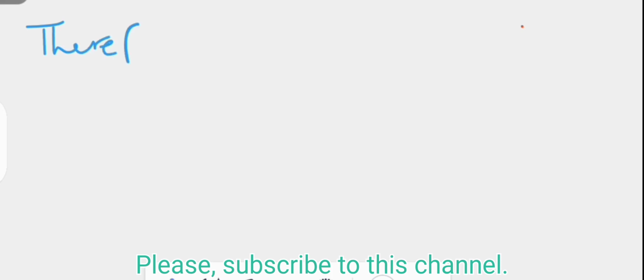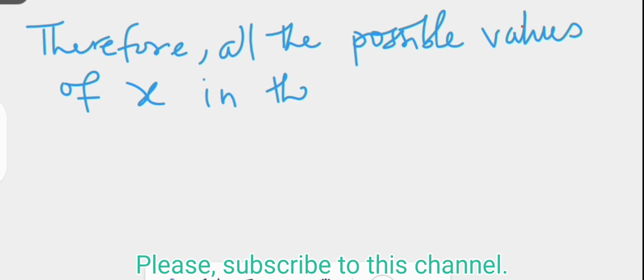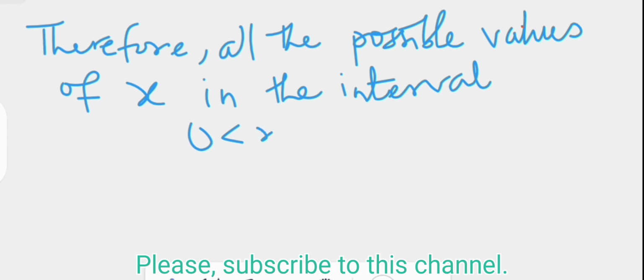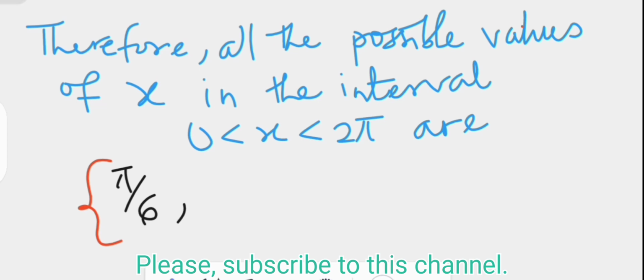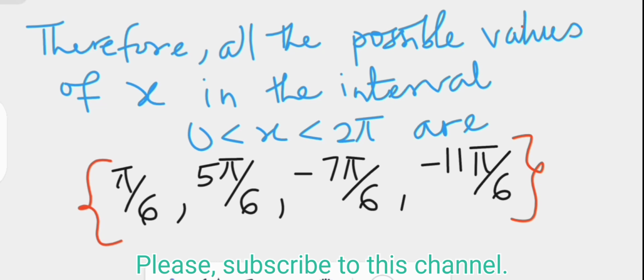Therefore, all the possible values of x in the interval given, which is 0 to 2 pi, are pi over 6, 5 pi over 6, 7 pi over 6, and 11 pi over 6. This is the set of values that satisfy the equation.